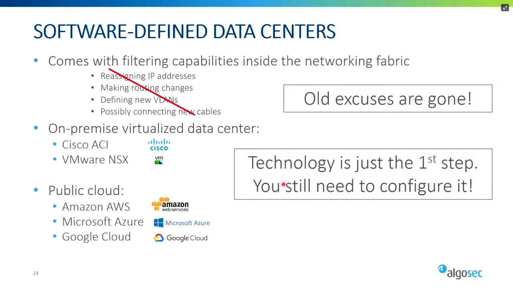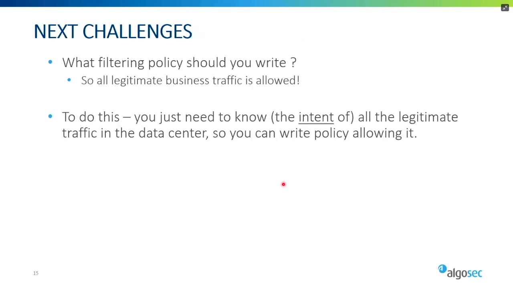But technology is just the first step. You still need to configure it. It's good that you have it, so the excuses are gone, but you have to use it to get any value. So this is the next challenge. The next challenge is to write the filtering policy. So what filtering policy should you write?